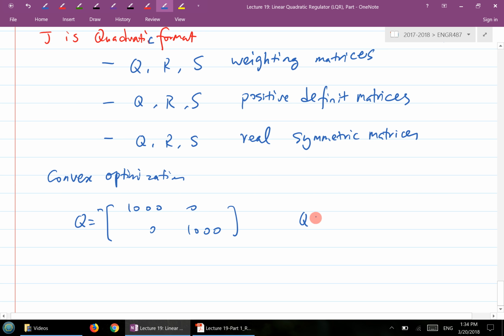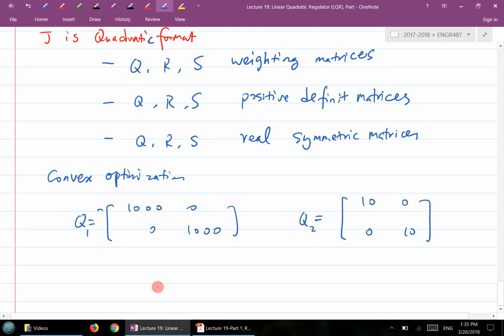If I pick another Q, let's say here is 10. Okay, so that's two choices of Q matrices. And both choices I made here are so-called positive definite matrices, right? And they are also both symmetric matrices.